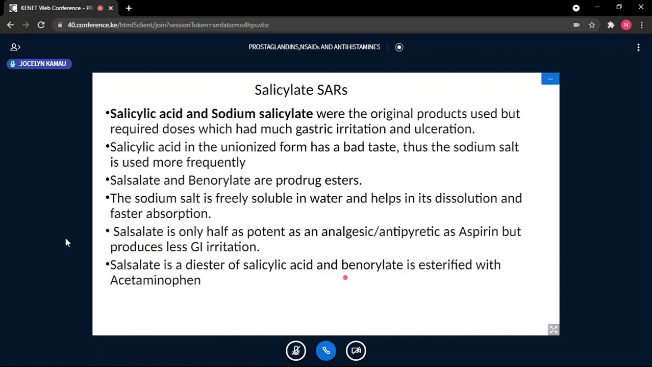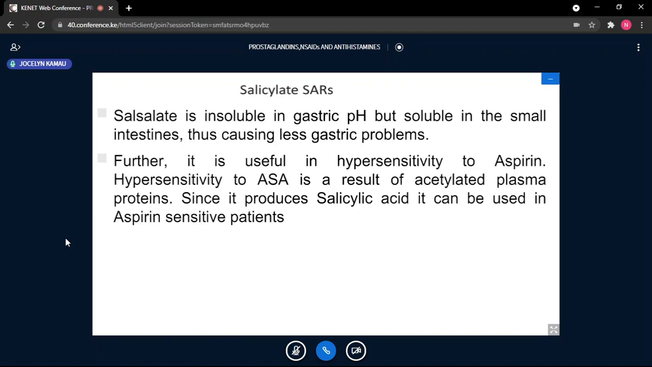Salsalate is a diester of salicylic acid, and benorilate is esterified with acetaminophen or paracetamol. That is just stating what we've already said. But we are noting that salsalate is less potent, because when it gets into the body, for it to release the active molecule, remember the carboxylic group has been bound. It has to undergo hydrolysis to release the active moiety, and I believe that is why it is less potent than salicylic acid.